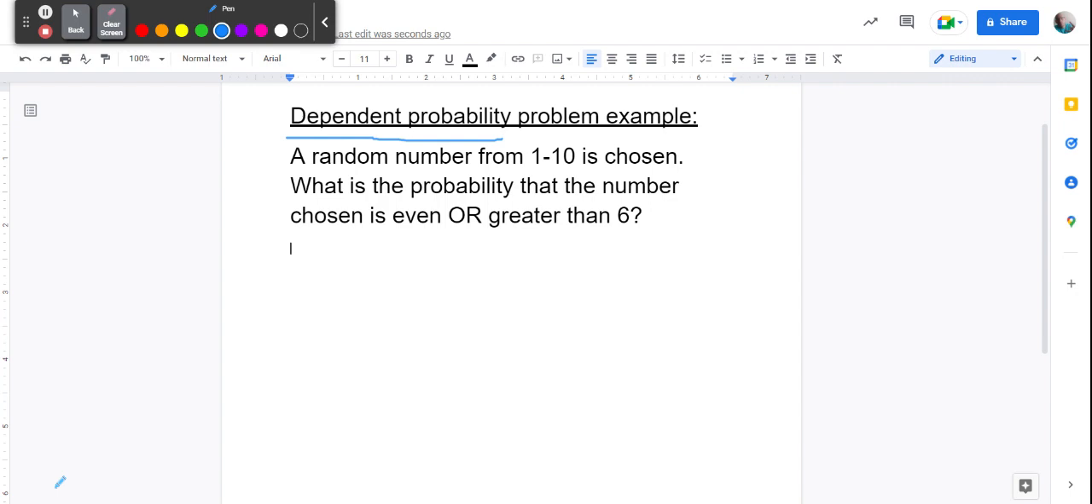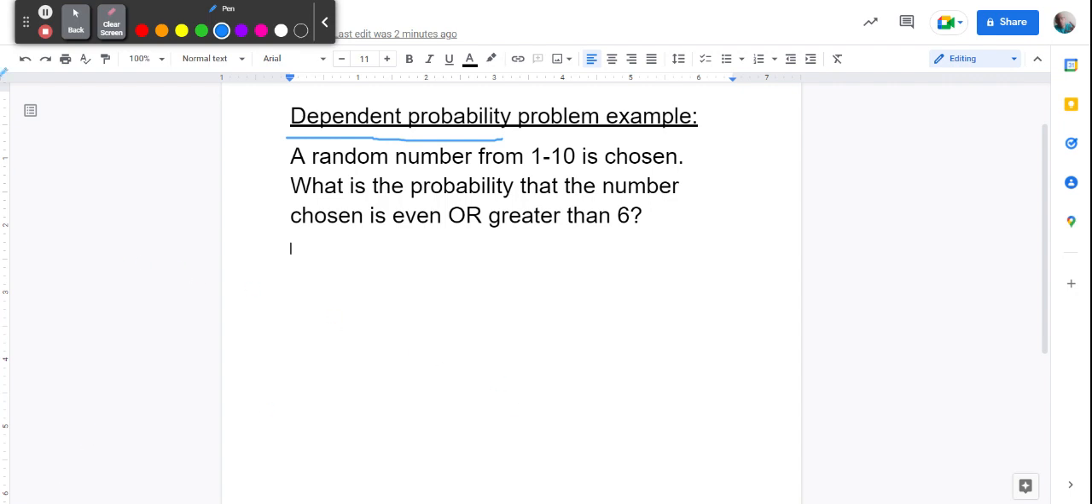Okay, so a random number from 1 to 10 is chosen. What is the probability the number chosen is even or greater than 6? Okay, so this is a dependent probability problem because depending on the number chosen, it could be greater than 6 and even, so we have to make sure we account for that.